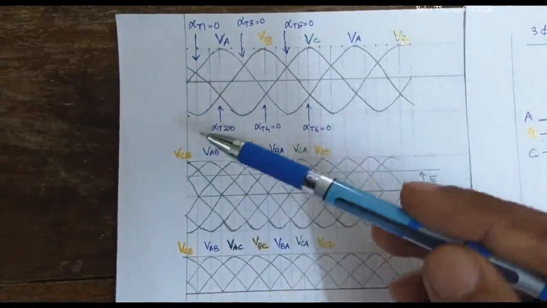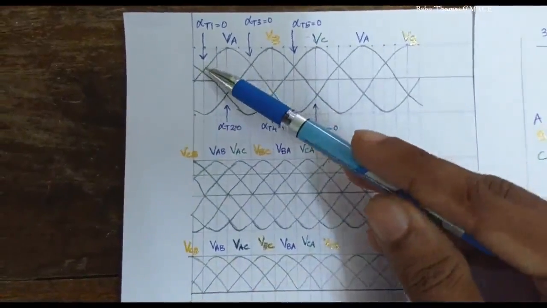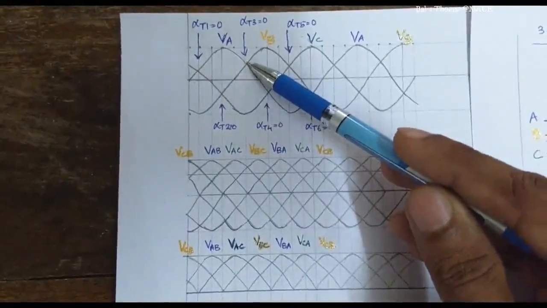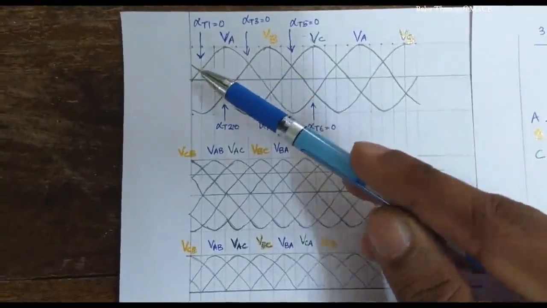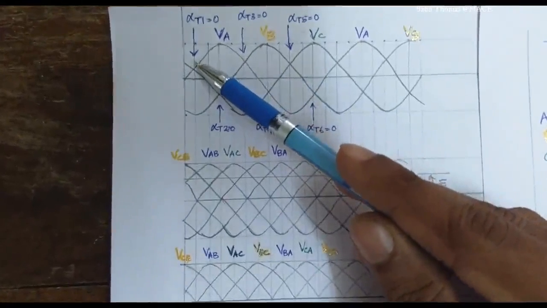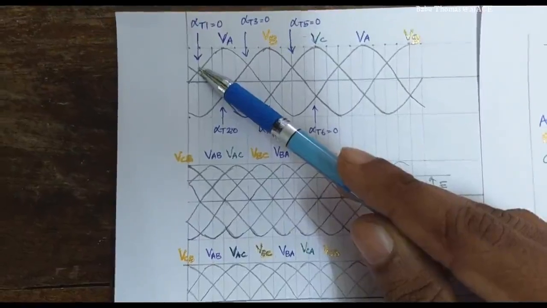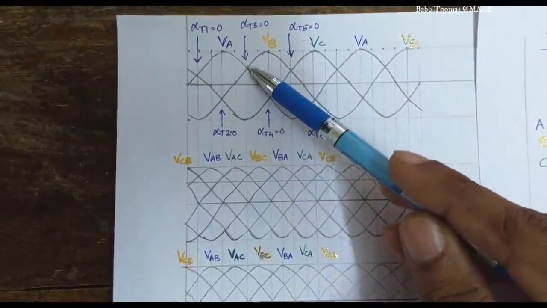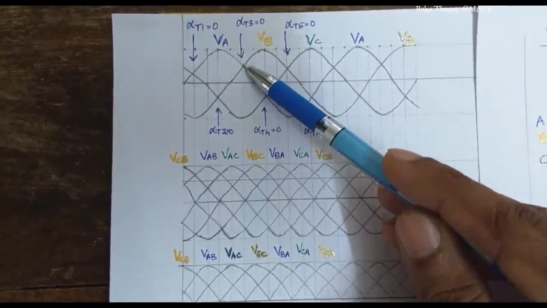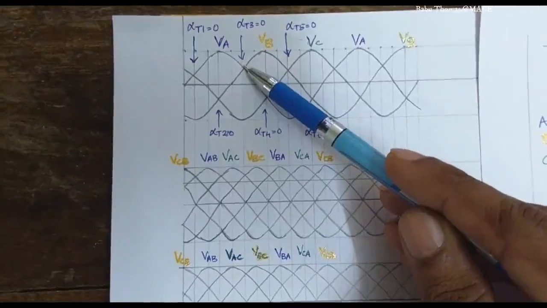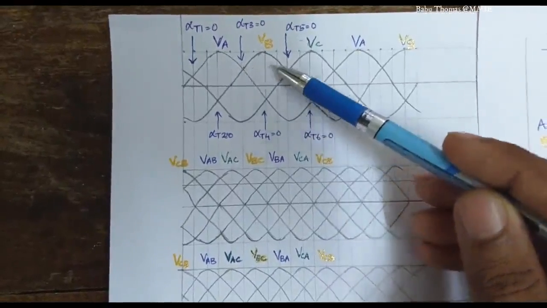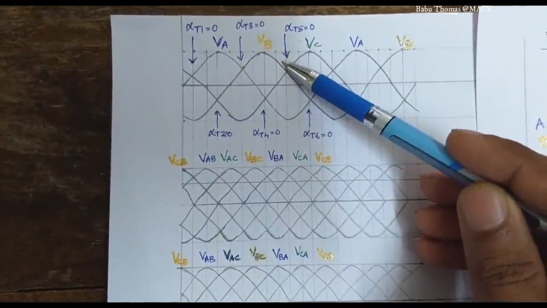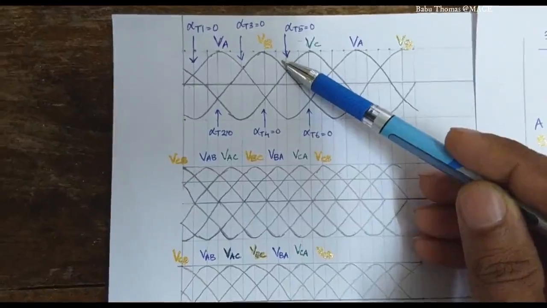So now we have already marked the corresponding firing angle referring to 0 degrees for each sequence. So here you can see that it is alpha T1 equal to 0, after 120 degrees, that is 30, 60, 90, 120, so the positive half. After 120 degrees you have alpha T3 equal to 0. Again after 120 degrees you have alpha T5 equal to 0, corresponding to the firing angle alpha equal to 0 degrees.